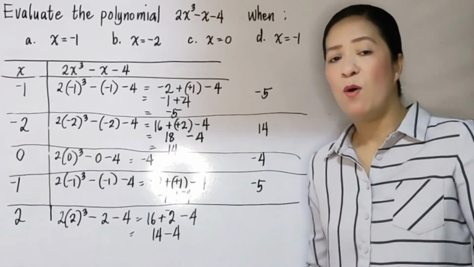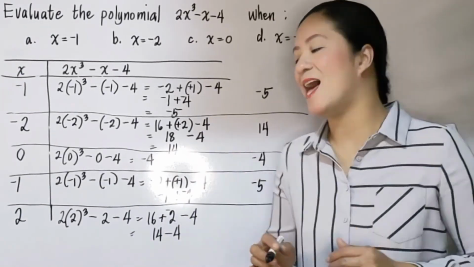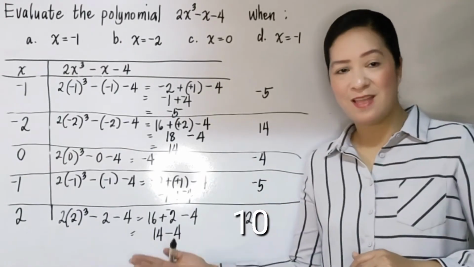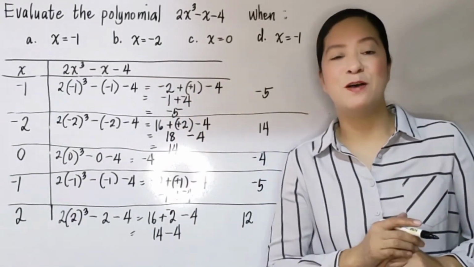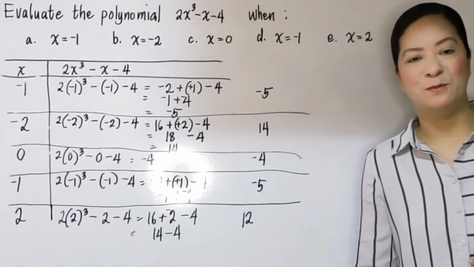Minus 4. What is 14 minus 4 equal to? Okay, exactly. That is positive 10. That is the value of the polynomial when x is equal to 2.